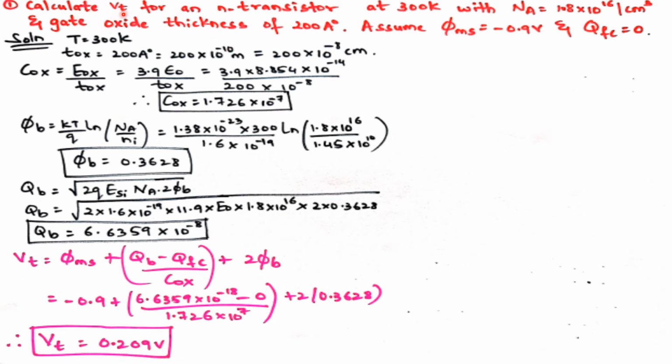Since they are asked to calculate Vt for an N transistor, so threshold voltage for N transistor will always be a positive value, whereas if it is PMOS, threshold voltage will be negative value.